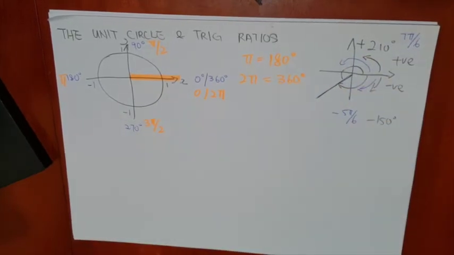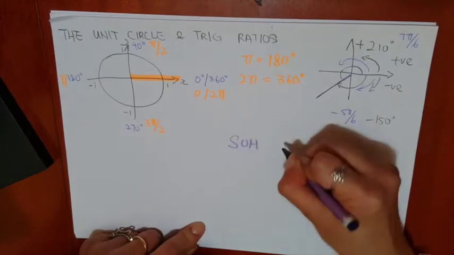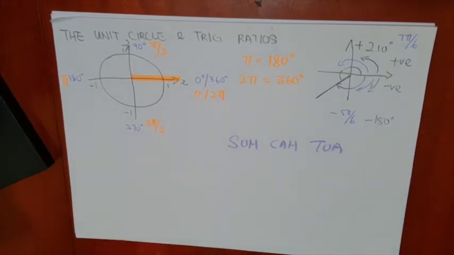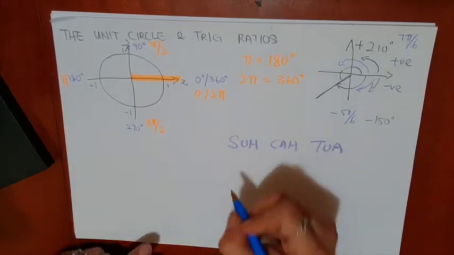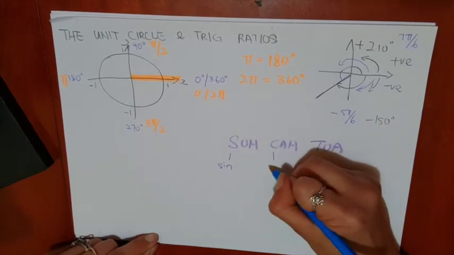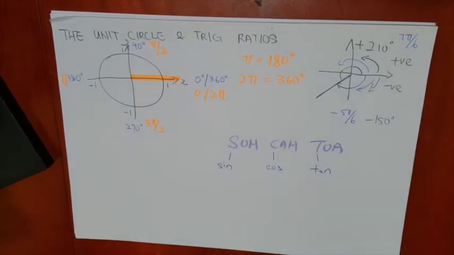Another thing that's important to learn for this unit is the magic word. So the magic word is SOH CAH TOA. So what does SOH CAH TOA mean? In this case S is sine, and C is cos, and T for TOA is tangent. So this works really well if it's a right angle triangle.